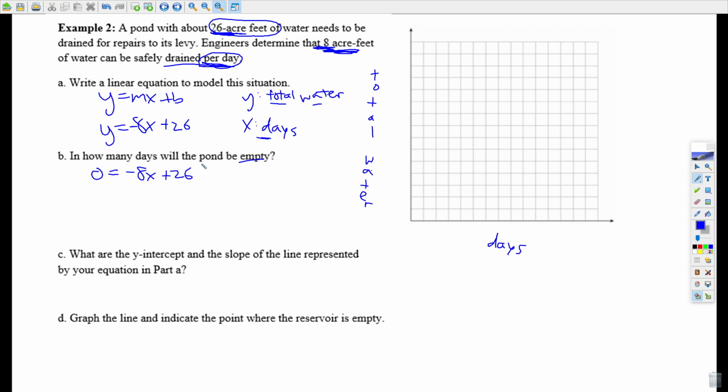So let's plug 0 in and solve for x. How do we do that? Two steps. Minus 26 on both sides. That's gone. So we get 0 minus 26, which is negative 26, equals negative 8x. And then divide by negative 8. They'll cancel out. So how many days will it take? You divide those and see what you get. It should be a positive number.